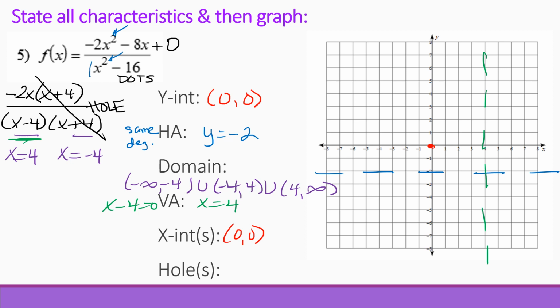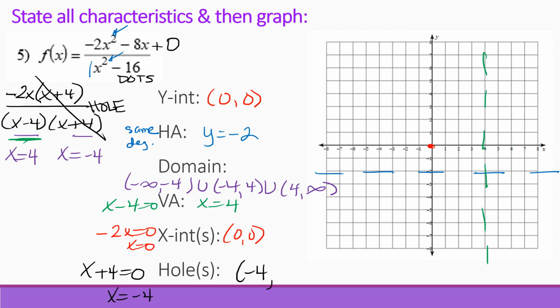My x-intercepts should be anything left over in the numerator. I only have a -2x left in the numerator. When I set it equal to 0, I do get the x-intercept, the origin, as its ordered pair (0, 0). And last but not least, the hole. Again, there is a factor that reduces. x plus 4 reduces. When I set it equal to 0 and solve, I get x equals -4.